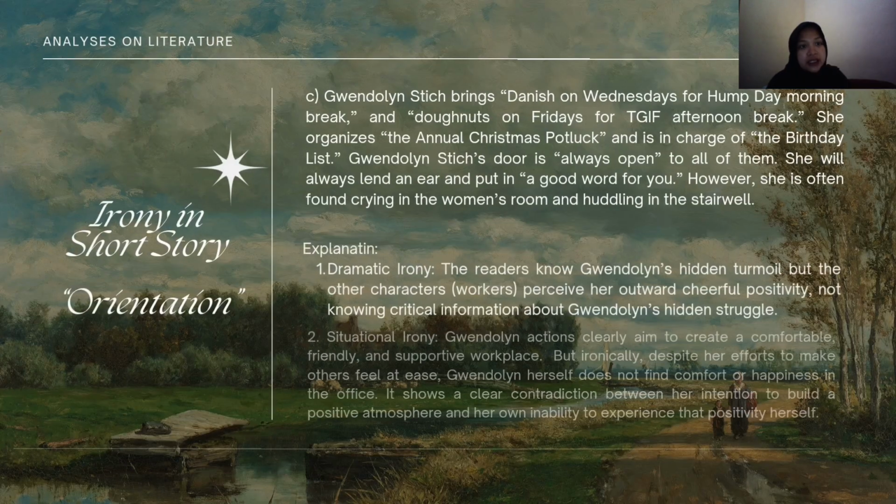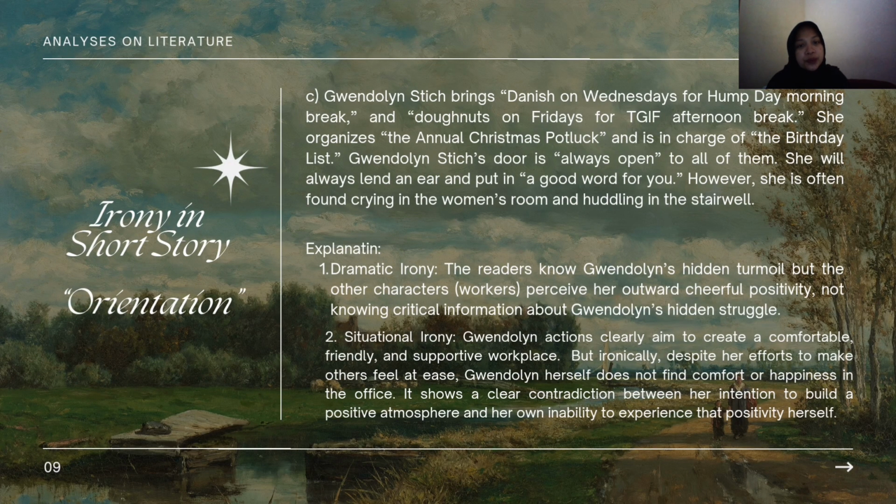Next is point C. Gwendolyn Stitch brings Danish on Wednesday for hump day morning break and donuts on Friday for TGIF afternoon break. She organizes the annual Christmas potluck and is in charge of the birthday list. Gwendolyn Stitch's door is always open. To all of them, she will always lend an ear and put in a good word for you. However, she is often found crying in the women's room and huddling in the stairwell.